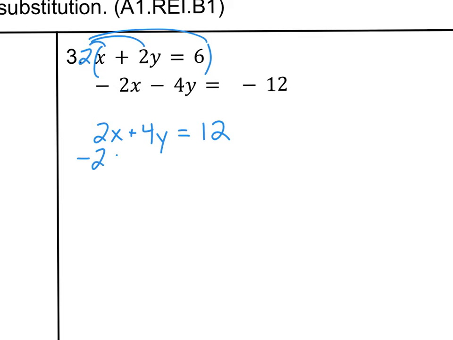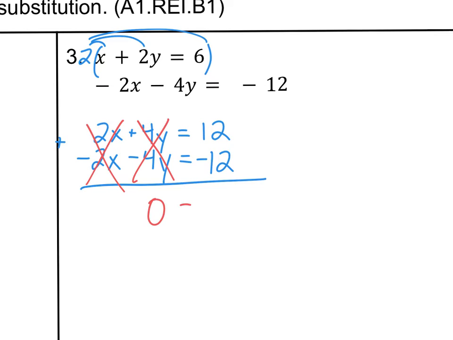And now I'm just going to rewrite the next equation underneath. And now I've got my addition problem. So 2x minus 2x, I knew those were going to cancel out. What about 4y minus 4y? They also cancel out. So this whole side just becomes 0. What about 12 minus 12? Also cancels out. So here's what I'm left with. 0 equals 0. Is that true or false? True. So that means it's going to be infinite or no solution.